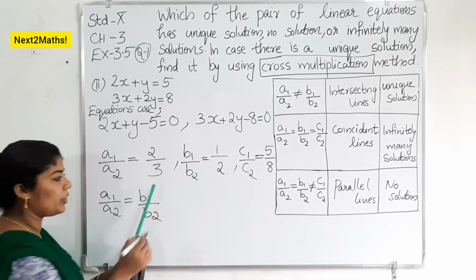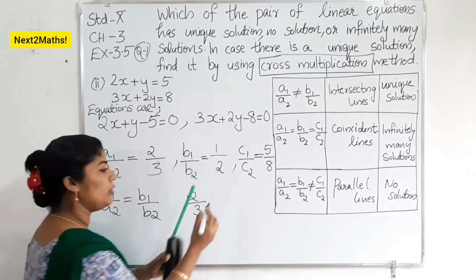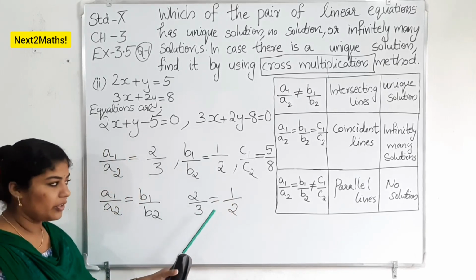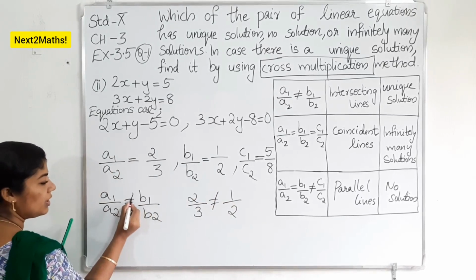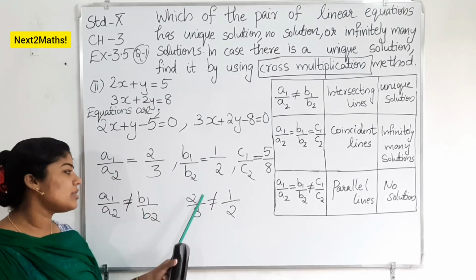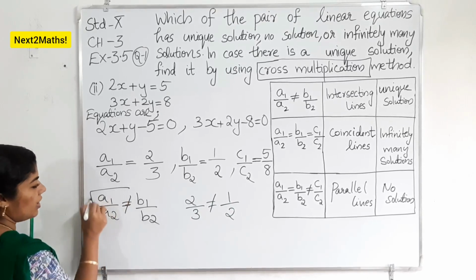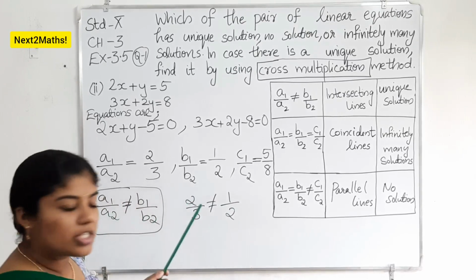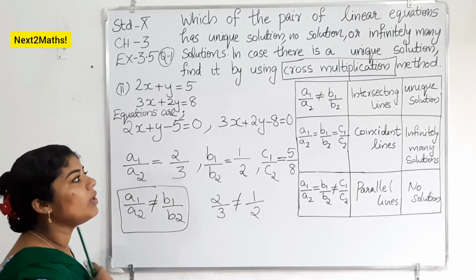What is a1 by a2? Write here: a1 by a2 is 2 by 3 and b1 by b2 is 1 by 2. Can you write it as equal? No, this is not equal. So you are writing not equal. Because your values 2 by 3 and 1 by 2 are not equal. Okay, so now we got the condition. Based on this condition, we are comparing our table.